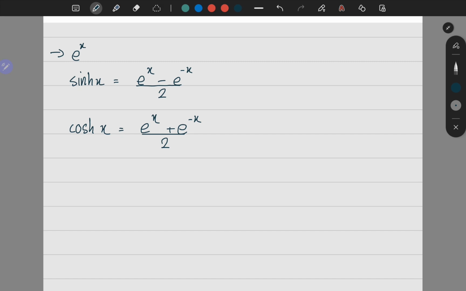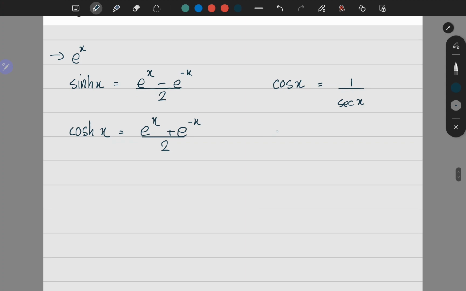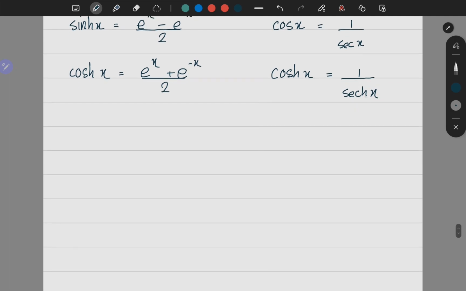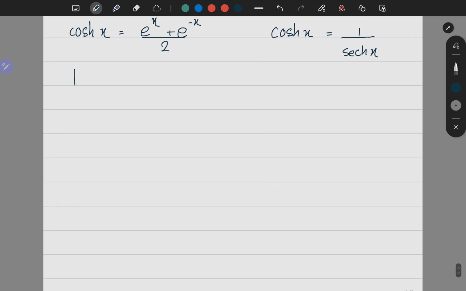The same way you have the reciprocal of cos being secant, let me write it down. So cos x is equal to 1 over sec x. The same way, cosh x is equal to 1 over sech x. The h tells you that this is not a trig function, it's a hyperbolic one. It's not really a ratio, ignore that. But anyways, let's move on.